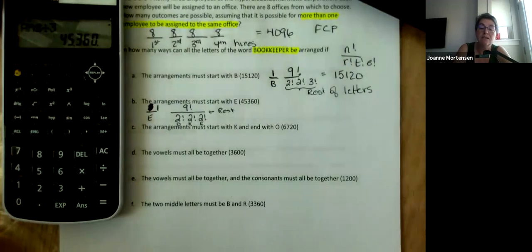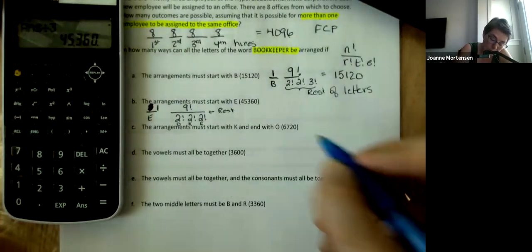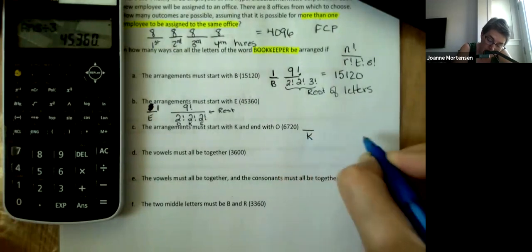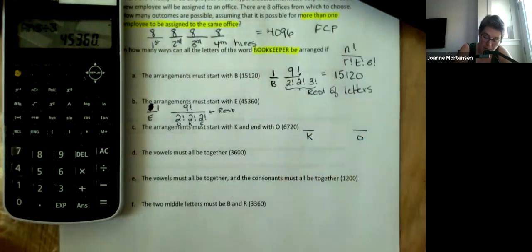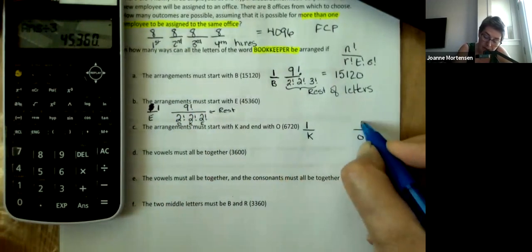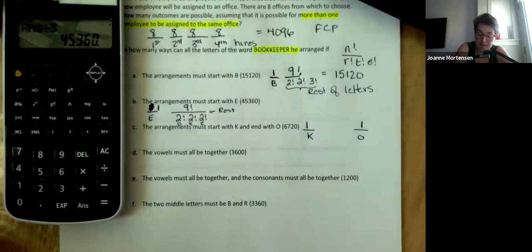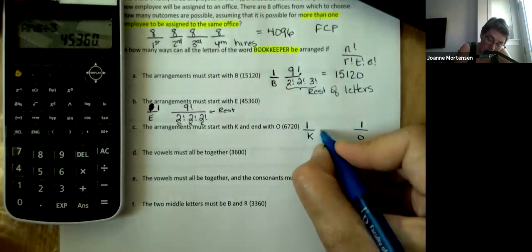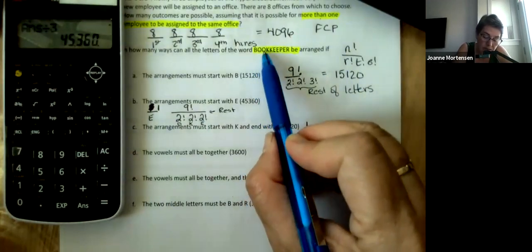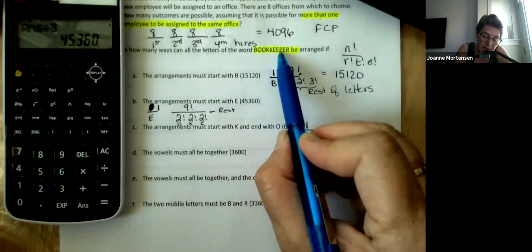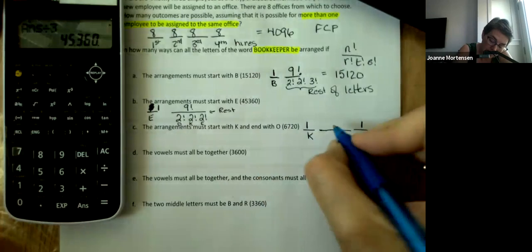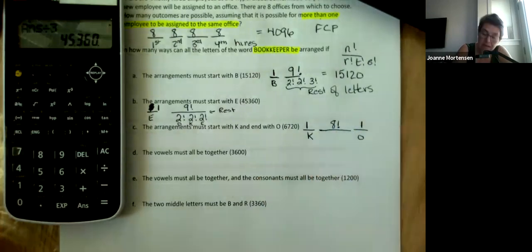The arrangements must start with a K and end with an O. There's going to be a K, there's going to be my O. Now, on this, I'm going to put a 1 there and a 1 there because we're just taking one out of the mix. Now, what goes in the middle? There are 1, 2, 3, 4, 5, 6, 7, 8, 9, 10. I knew there was 10 numbers. I used up 2. So that's going to leave me 8 left over.